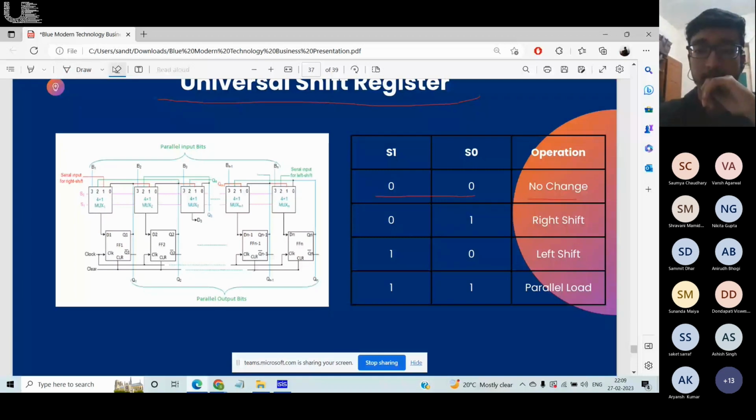0 1. That is right shift. If you think about how it's right shifting, 0 1 means whatever is coming here will get selected, right? So right shift means shifting to the right. Whatever input I'm giving here is a separate input, called SI, right? This has the bit which is supposed to come in from the left.